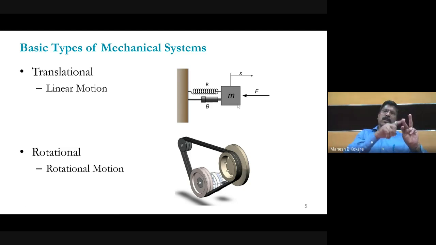One is resistance, inductor, capacitor. Whereas mechanical systems can be designed with three basic elements. One is the mass element, another is the spring element, and the third is the dashpot or damper element. So this is available in rotational as well as translational mechanical systems.